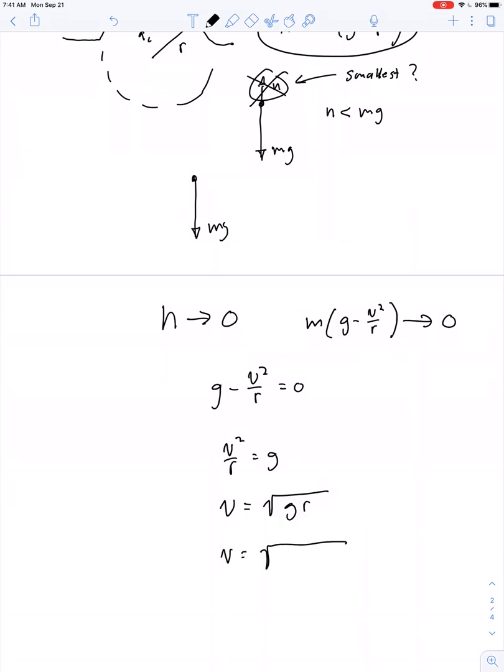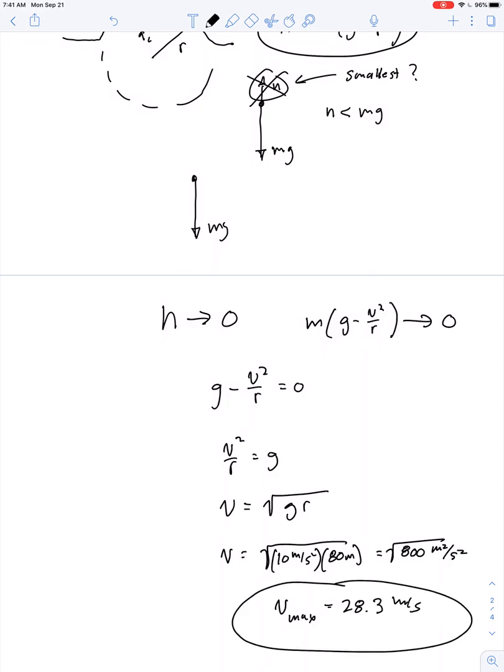So in this example, v would be the square root of, oops, I was going to say 9.8, but we rounded up, 10 meters per second squared times 80 meters. So this is the square root of 800 meters squared per second squared. Which comes out to about 28.3 meters per second. So at 30 meters per second, the car's going a little too fast to be able to go over the hill.